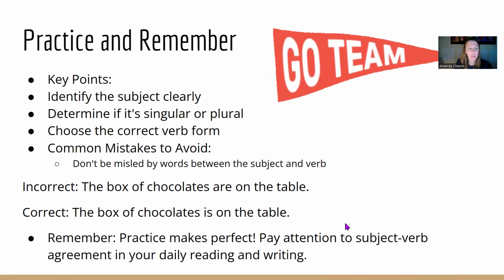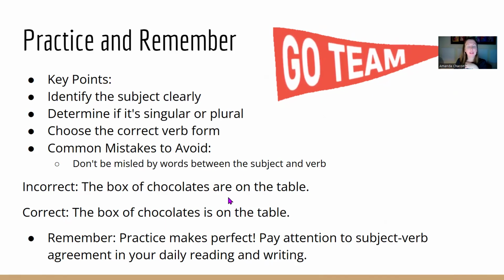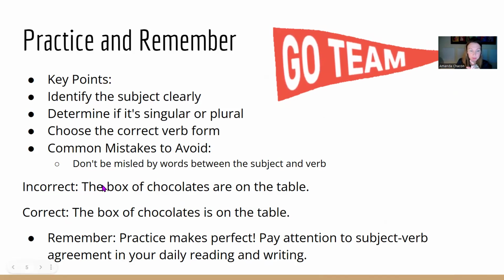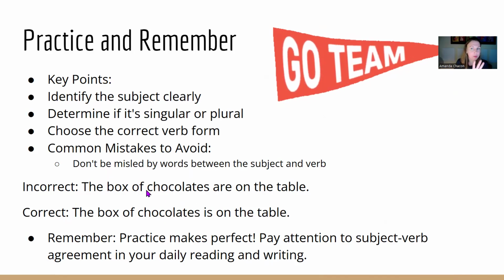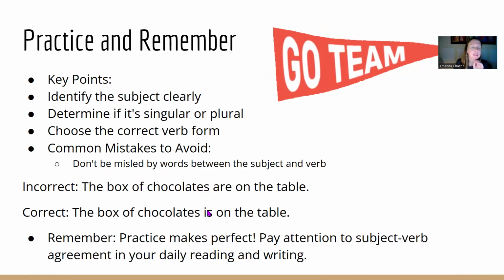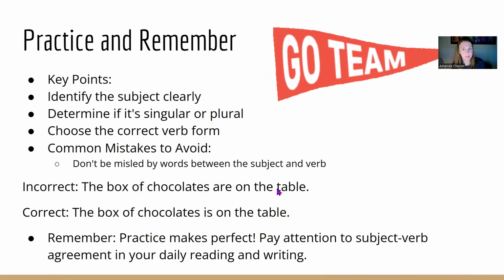Incorrect sentence here: the box of chocolates are on the table. So here the person thought chocolates was the subject, but the subject is box. Now, of chocolates is just more information. We could cross that off and the sentence would still make sense. So the box of chocolates is on the table. Now, if we said the chocolates are on the table, that makes sense, right? Because that's plural.